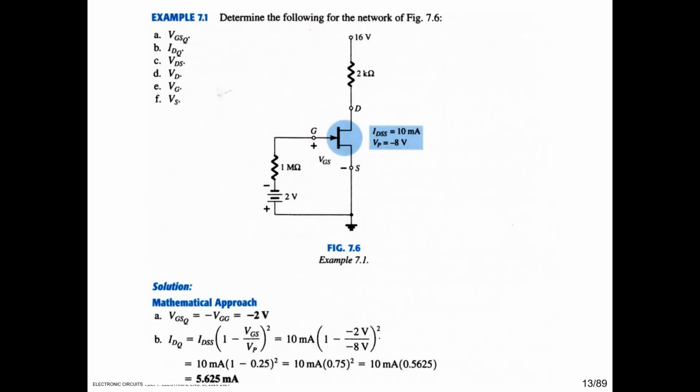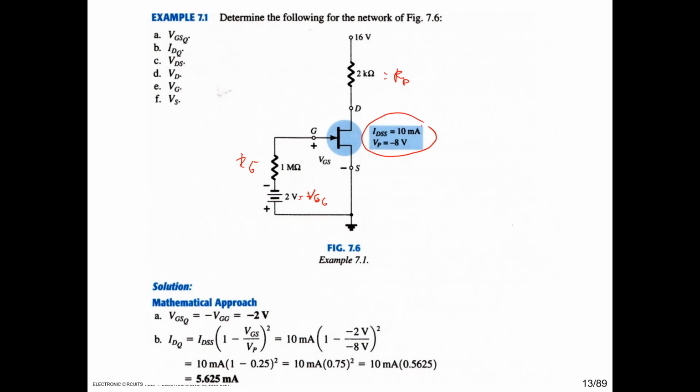Determine the following for the network. We have the device characteristic: IDSS is equal to 10 milliampere, and then VP is minus 8. And then RD is 2 kilo ohm, RG is 1 mega ohm, and then the minus VGG is 2 volt here. This is the VGG. Okay, the question is VGSQ, IDQ, VDS, VD, VG, and VS.